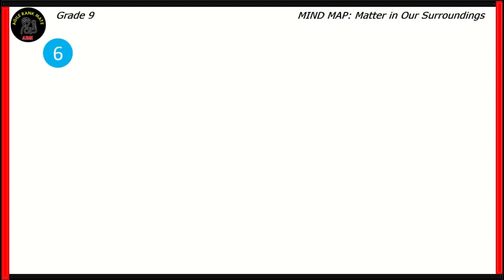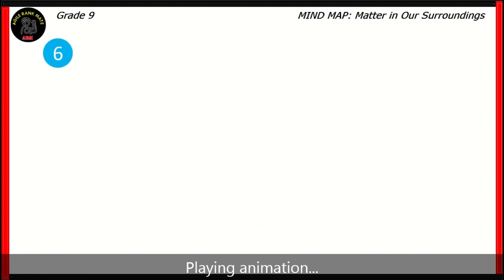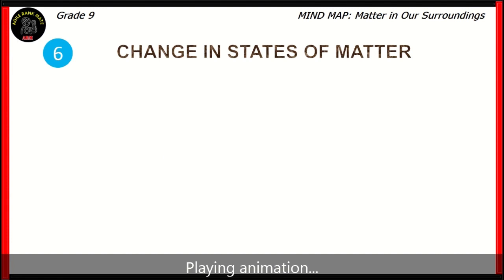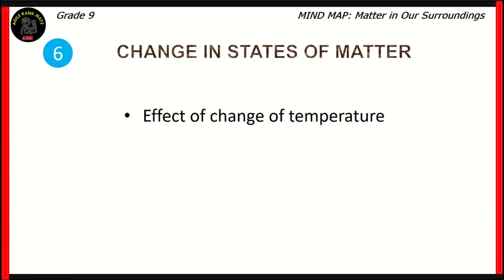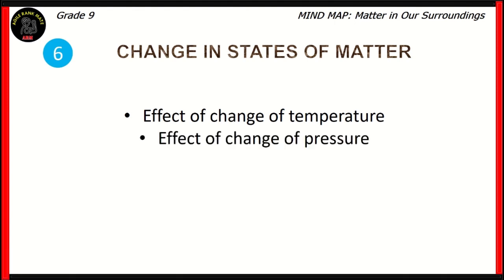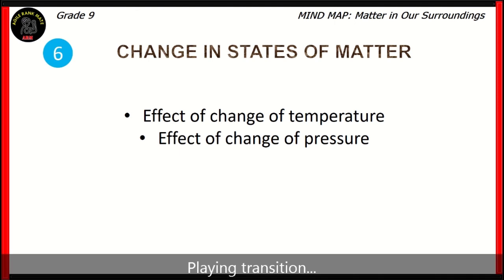So if we are to delve deeper into the interconversion, we have to look at some of the factors by which the states of matter can be changed. The first factor is temperature. So we'll be looking at the effect of the change of temperature, and then we'll be looking at the effect of the change of pressure. So states of matter can be changed either by temperature or by pressure. We'll be looking at both of these in the upcoming slides.